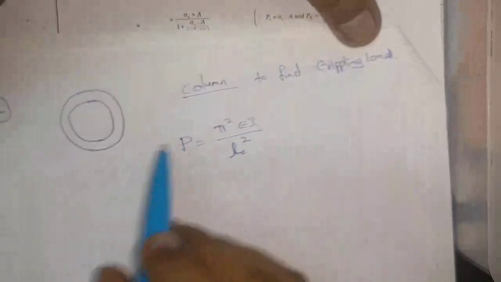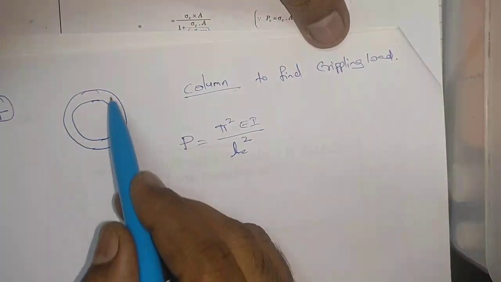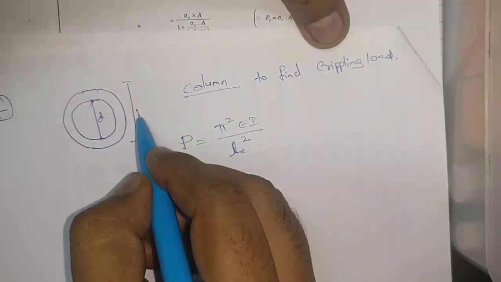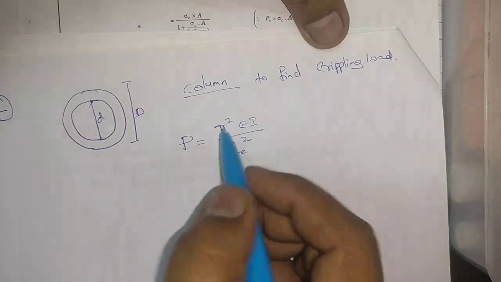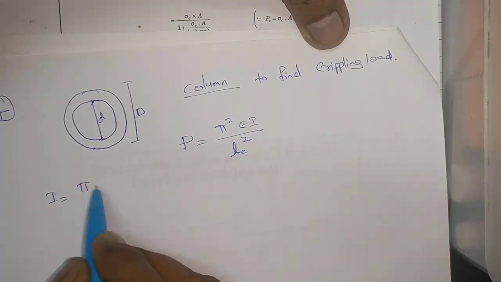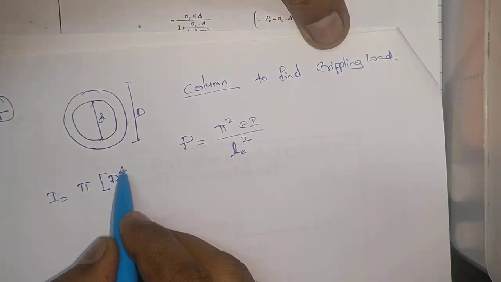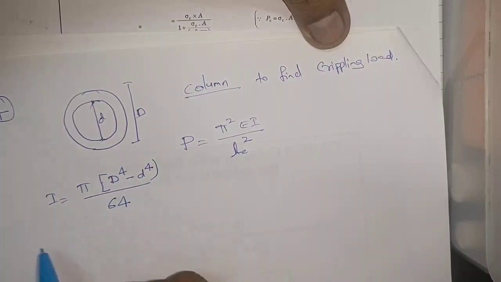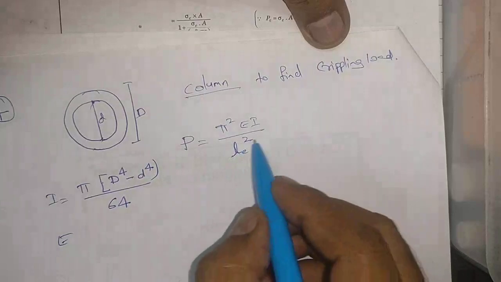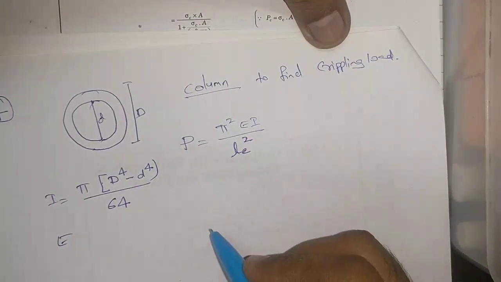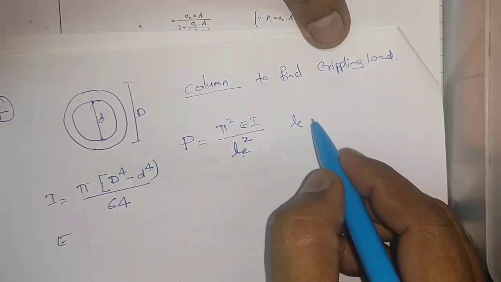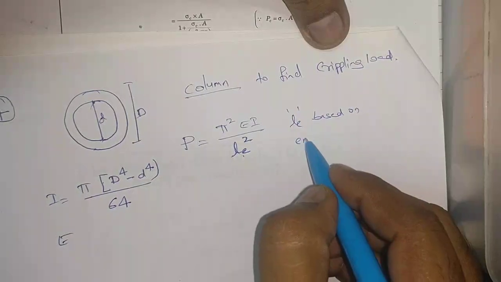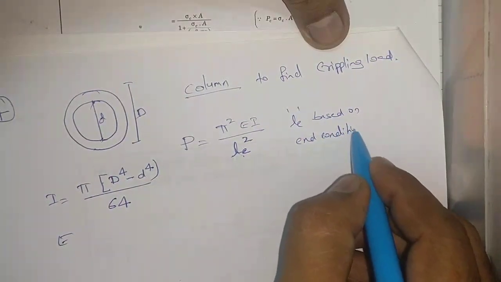Now for any, what you are given is a hollow section. See this hollow section, you have small d and capital D. So your I will become pi times capital D to the power of 4 minus small d to the power of 4, by 64. This is I. E will be given, and you have to substitute LE. LE is based on end conditions.